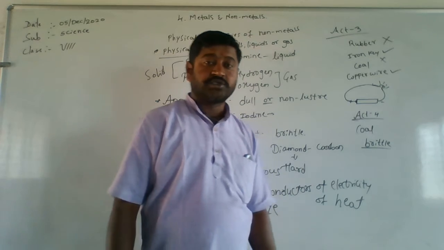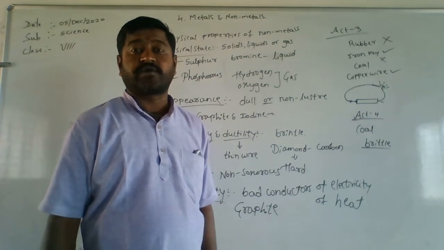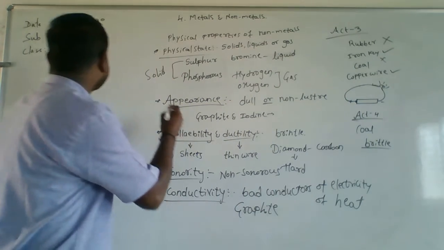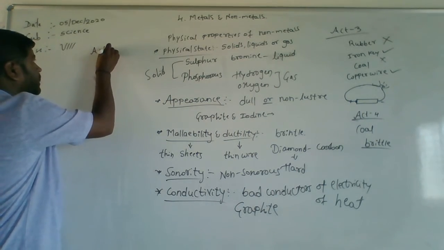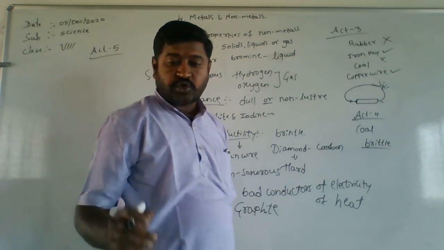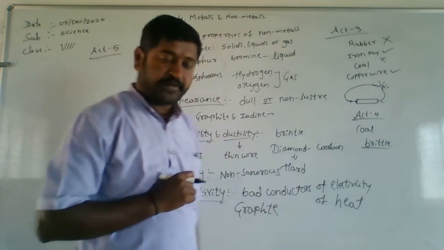Is this clear? So this is about activity 4. Then the next, coming to activity 5: to show that graphite conducts electricity.